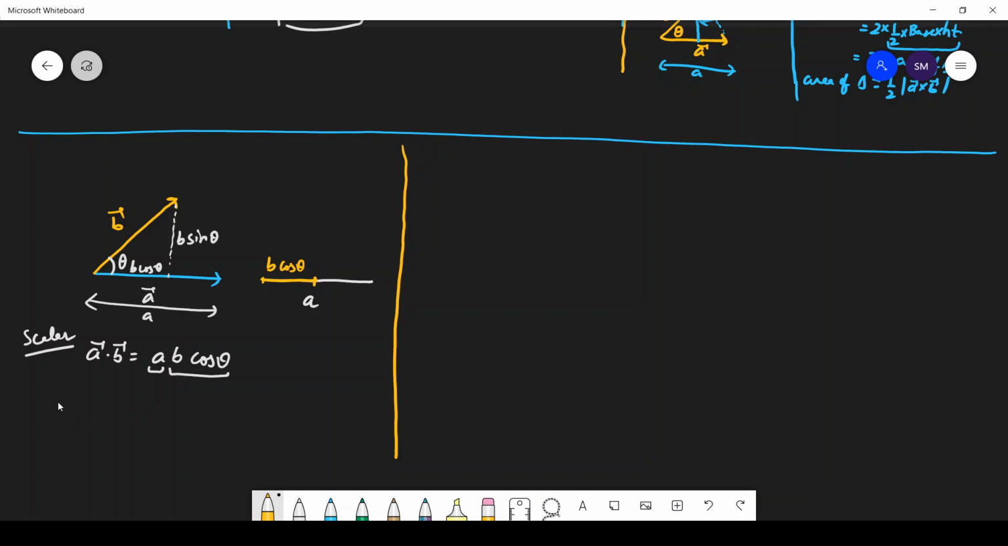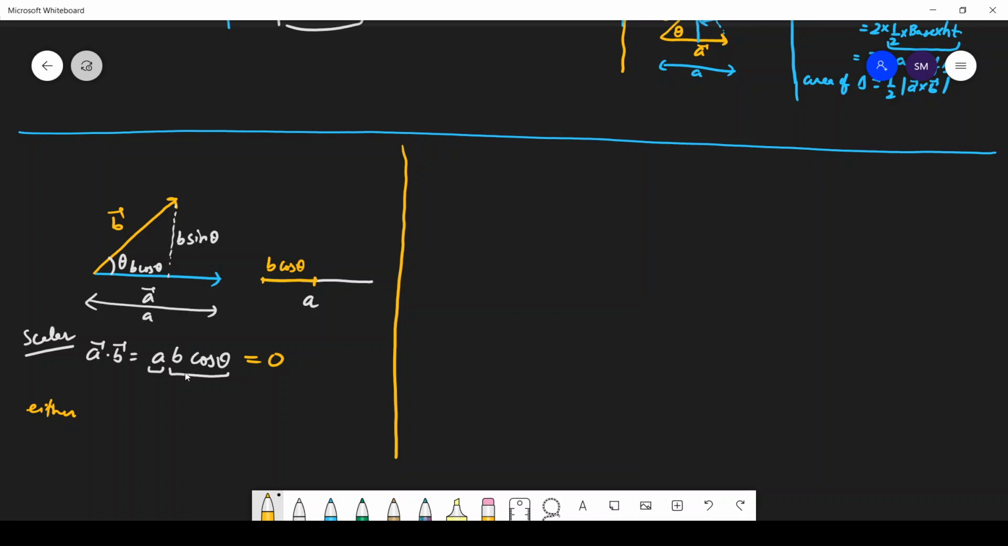Now, in scalar products, when can the scalar product be zero? The scalar product can only be zero if either one of these three numbers I am multiplying, 1, 2 and 3, is zero.